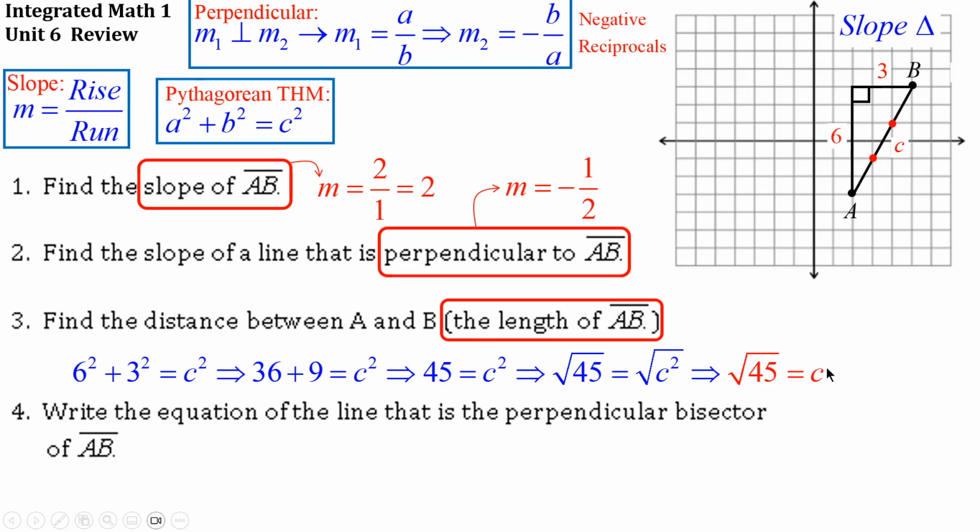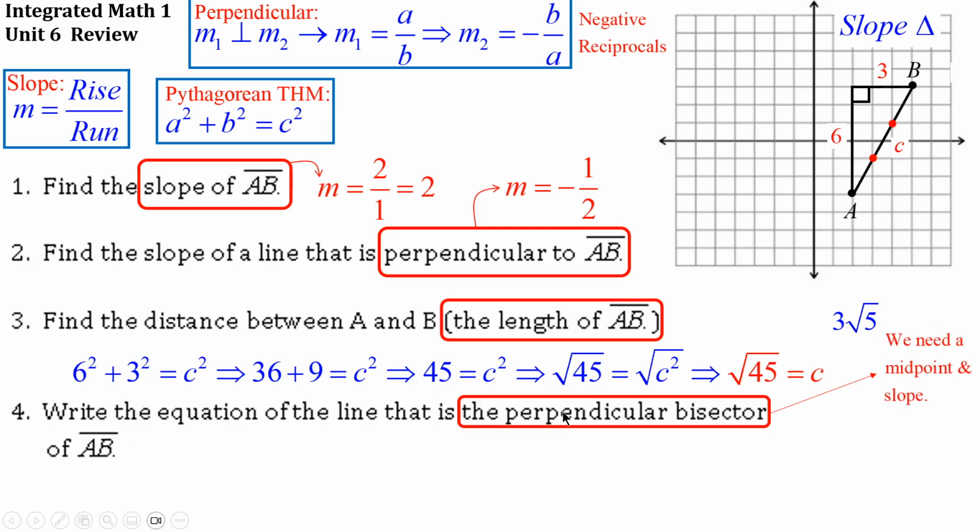Now next year, and we did some of this, but you didn't have to master it, you'd simplify the square root of 45 by going the square root of 45 equals the square root of 9 times 5, and the square root of 9 is 3, so that's going to be 3 root 5. But you can save that for next year. Now write the equation of the line that is the perpendicular bisector of segment AB. So for a perpendicular bisector, we're going to need a midpoint of the segment and then a negative reciprocal slope.